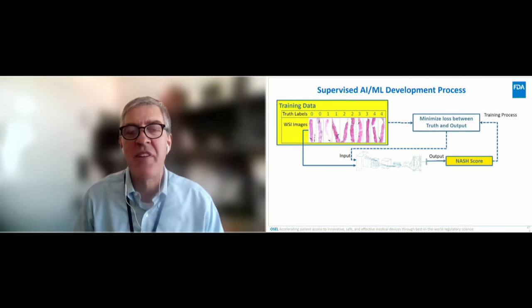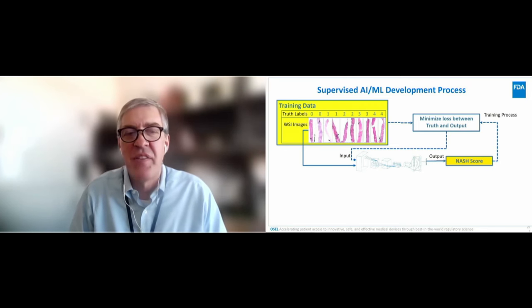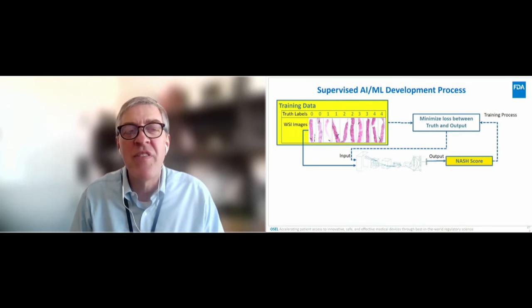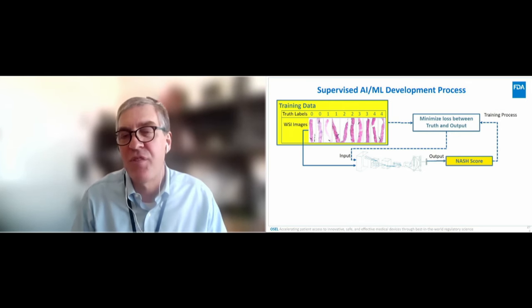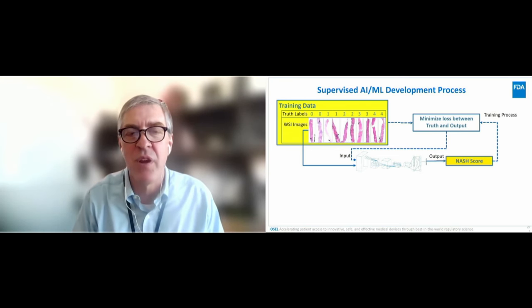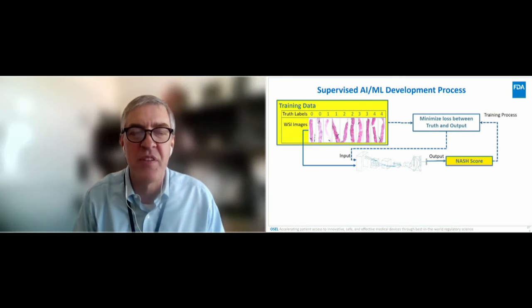So I just wanted to give you an overview of the supervised AI/ML development process. It's important, especially related to NASH in this particular case. So the input to these would be things like WSI images or regions or information. What's important to note in the training data is that you have truth labels for this data. So there's some label, in this case, it may be a NASH score of some sort or NASH stage for this particular data set.